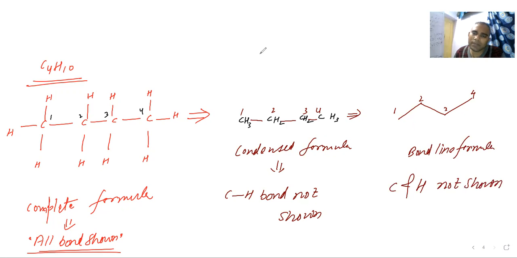So what can this carbon 1 be? Carbon 1 is representing a CH3 group. Carbon 2 is representing a CH2 group. Carbon 3 representing what group? Tell me. CH2 group. Thank you. Very good. What about carbon 4? CH3. Excellent. Very good.